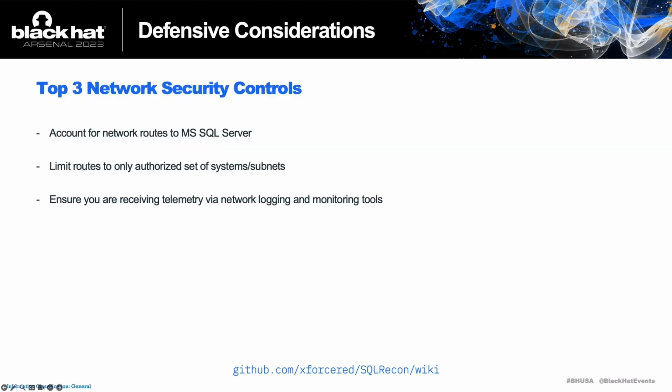Here are my top 3 recommendations when it comes to network security controls. So you really want to make sure that you understand what subnets or zones in your network can connect to SQL servers and limit those as much as possible. It's really quite rare that a workstation level network needs to interact with networks that contain SQL servers. In addition to that, if you have network logging and monitoring in place, make sure that you are receiving telemetry for SQL connections and maybe even queries which fly across different network boundaries.